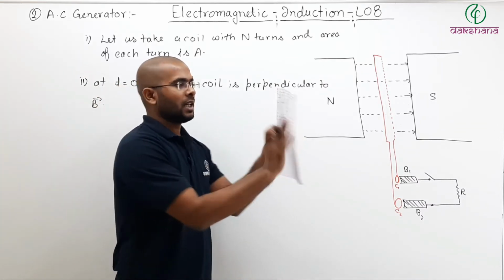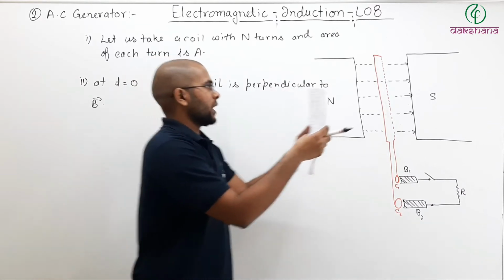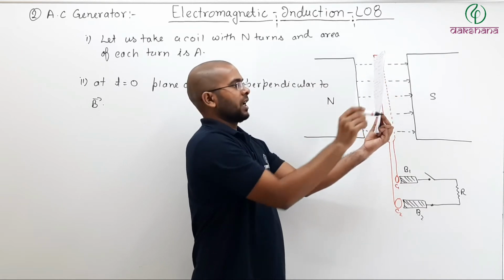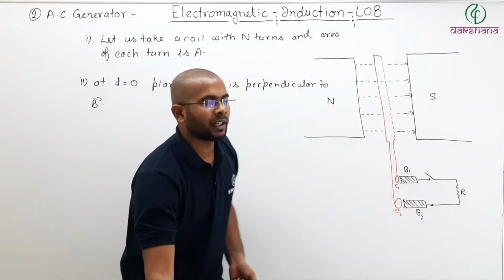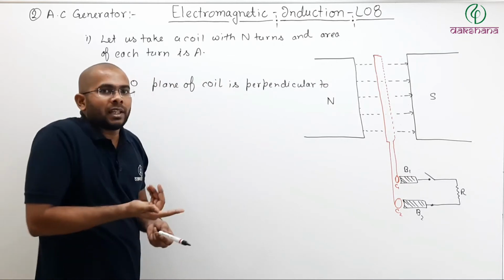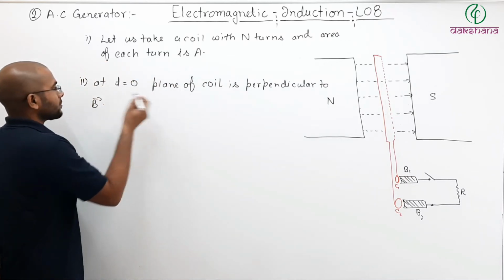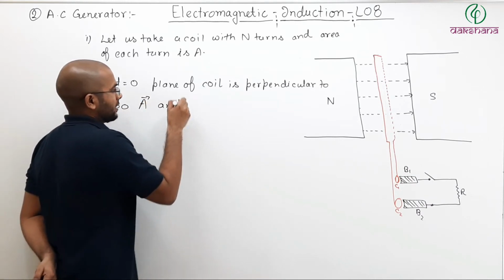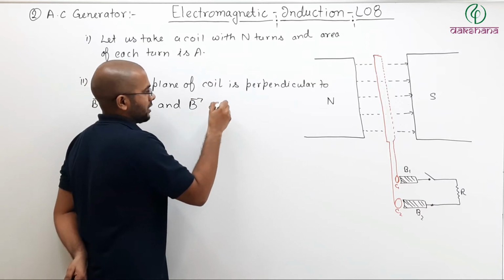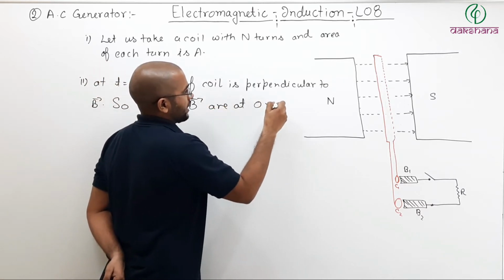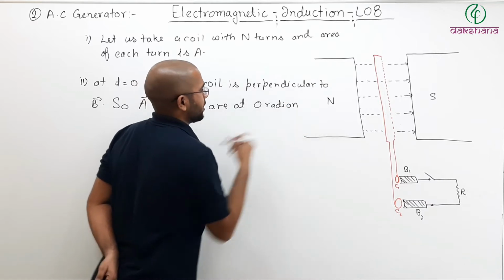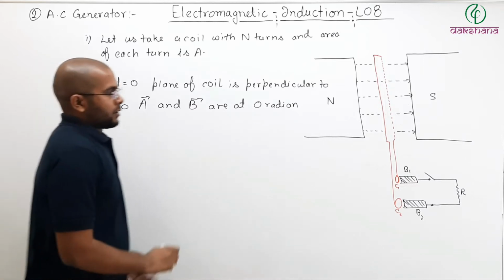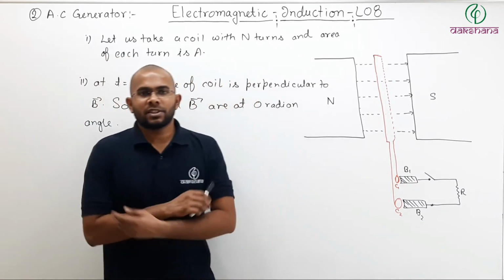For example, if this is the coil, then this paper is your plane of the coil. So at t equal to 0, it is like this. So the plane of the coil is perpendicular to your field vector. And if the plane of the coil is perpendicular to the field and the area vector is perpendicular to the plane, both are at 0 degree. So the area vector and field vector are at 0 radian or 0 degree. So at t equal to 0, that is the condition.